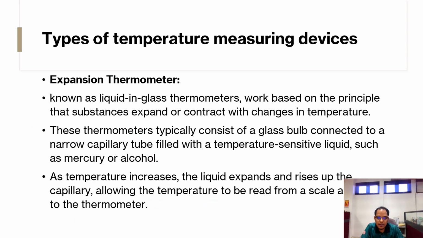So saya teruskan. Ini adalah expansion thermometer, known as a liquid in glass thermometer. Biasanya dia bekerja secara prinsipnya, substance ni apa-apalah, liquid ke apa ke, substance tu akan expand and then contract in change in temperature. Macam thermometer kan kita guna mercury. Thermometer kita guna substance ni mercury.